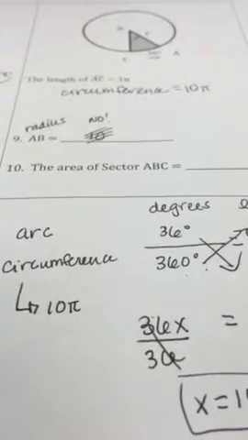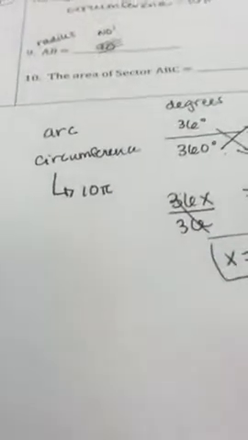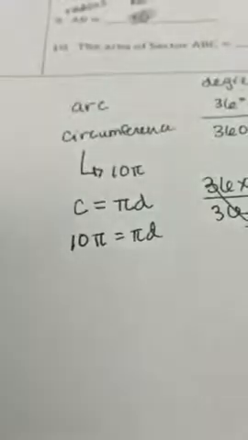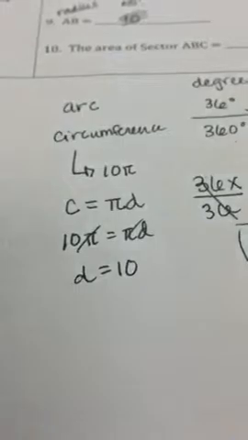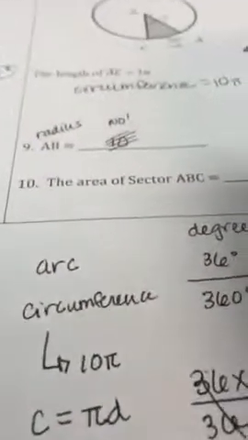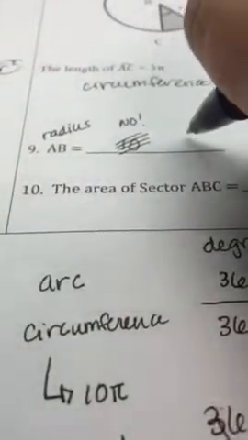Now, how does that lead us to the radius? That's why this problem is so tough. It's so many steps. We said before that circumference is equal to pi times diameter. So if my circumference is 10 pi, I can infer from that that my diameter is 10. Now, we're not asked to find a diameter, we're asked to find a radius, but I know that my radius is a diameter divided by 2, therefore my radius is 5. So 5 is the final answer to this first question in number 9. The length of AB is 5.